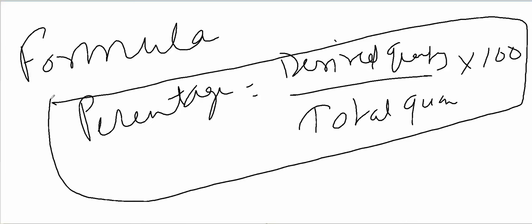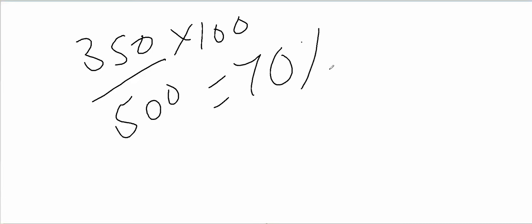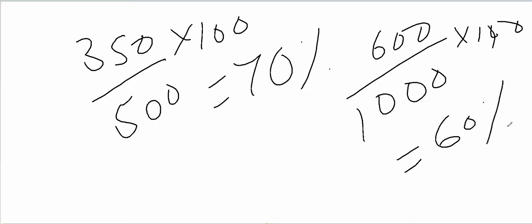Now let us go back to our professor problem. This student A got 350 marks out of 500. What would be his percentage? Into 100 comes out to be 70%, right? The second student got 600 marks out of 1000. Into 100 is how much percentage? 60%. So if he would have gone with absolute quantity, he would have selected this candidate.